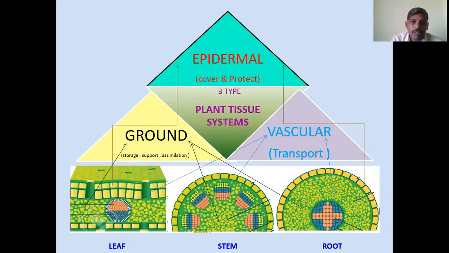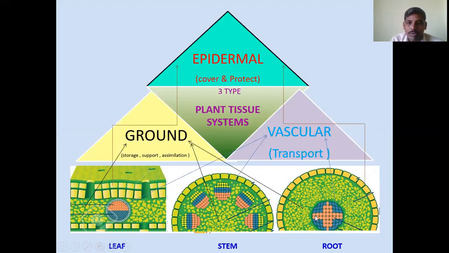For example, the epidermal tissue system is present in all organs, like leaf, stem, and root. Each organ's outermost layer is covered by the epidermal tissue system only. So the entire plant is covered by the epidermal tissue system. That's why this yellow colored region of the leaf, stem, as well as the root is protected from the external environment by this one kind of tissue system, the epidermal tissue system.